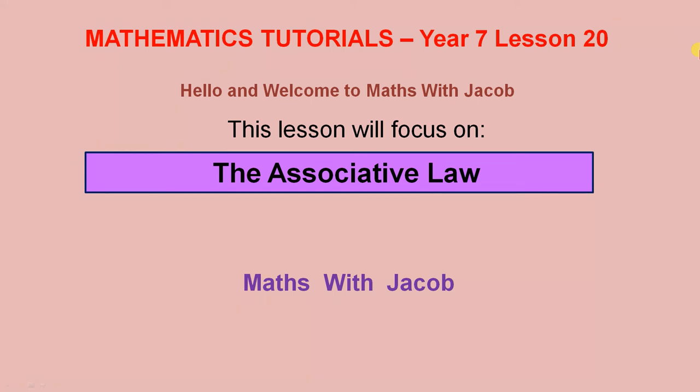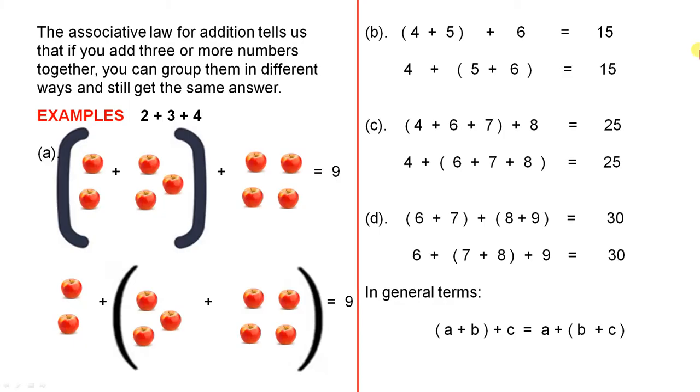This lesson will focus on the associative law. The associative law for addition tells us that if you add three or more numbers together, you can group them in different ways and still get the same answer. Let's say we wanted to add 2 plus 3 plus 4.